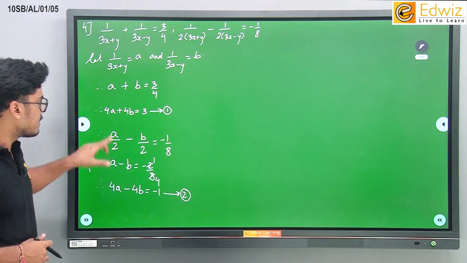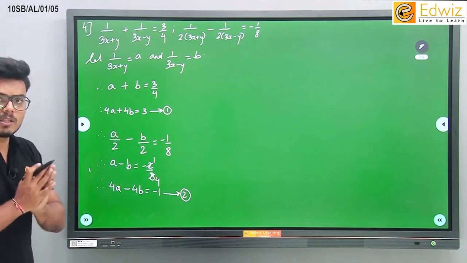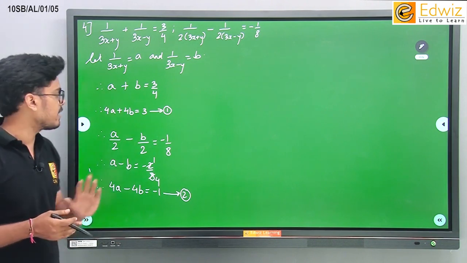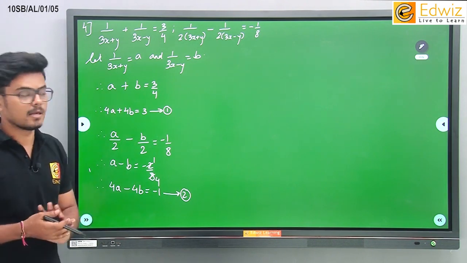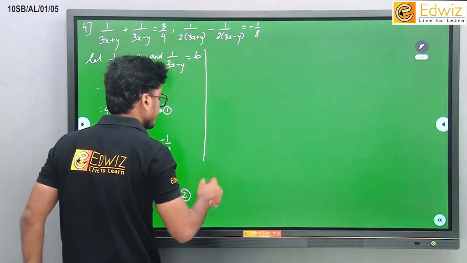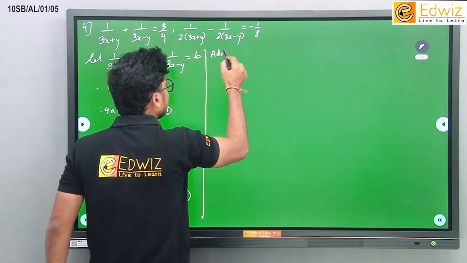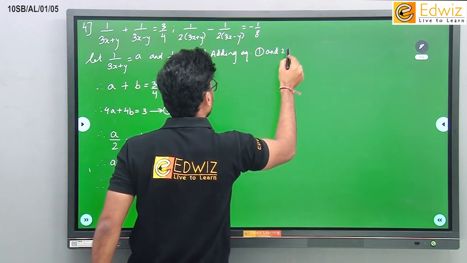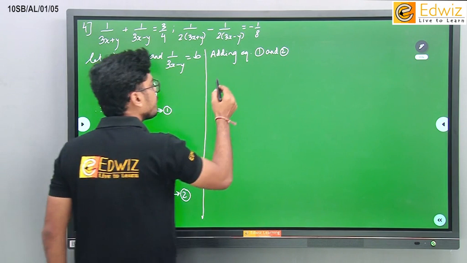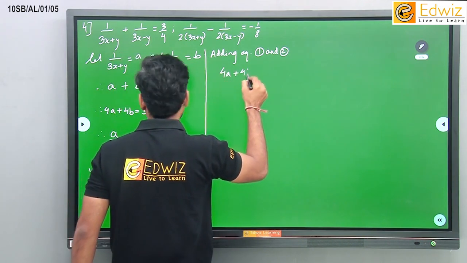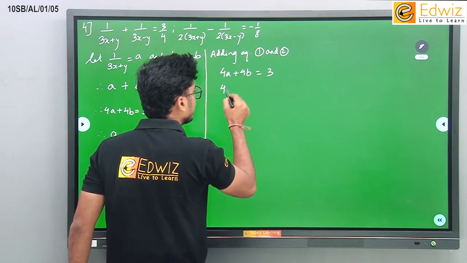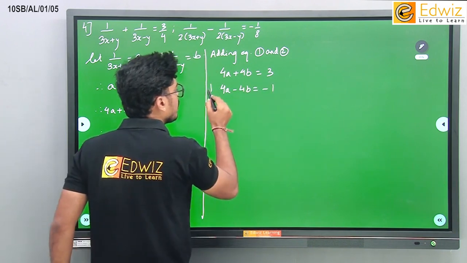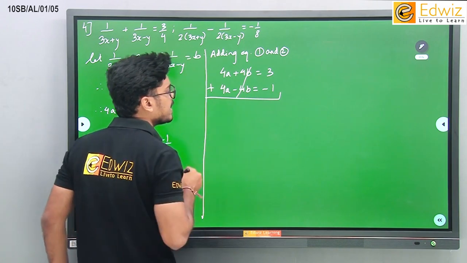Now you can see here 4a, 4a, 4b, 4b, all the coefficients are the same. I don't need to do anything else. Directly elimination will happen even if I add these two equations. Okay, let us do it by adding then. Adding equation 1 and 2. So upon adding, this is 4a plus 4b equal to 3 and the second one is 4a minus 4b equal to minus 1. Okay, upon adding, this is getting eliminated.